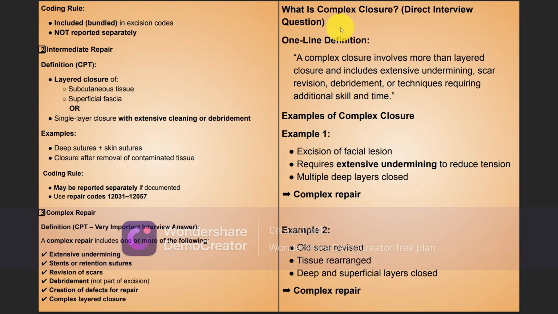Next question, part of that: what is a complex closure? Direct interview question, one-line definition: a complex closure involves more than a layered closure and includes extensive undermining, scar revision, and debridement techniques requiring additional skill and time. Example of complex repair, let's see that: excision of a fascial lesion requires extensive undermining to reduce tension, with multiple deep layers closed. Another example is an old scar reversed, tissue rearranged, deep and superficial layers closed. Complex repair.